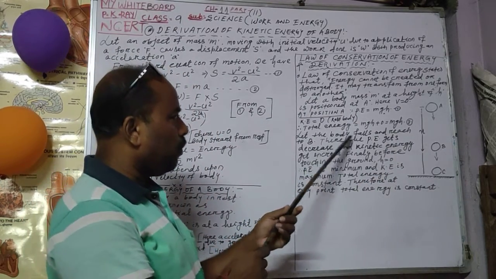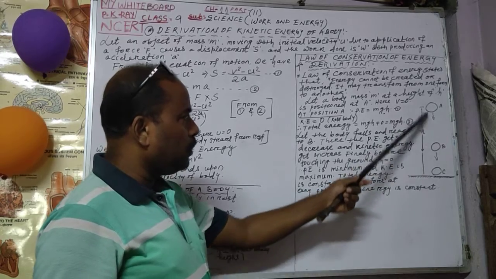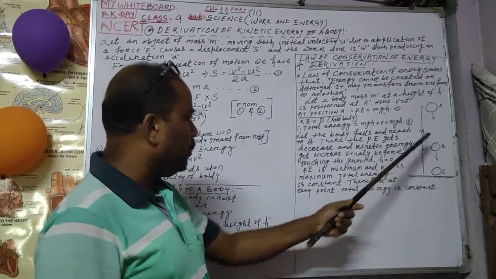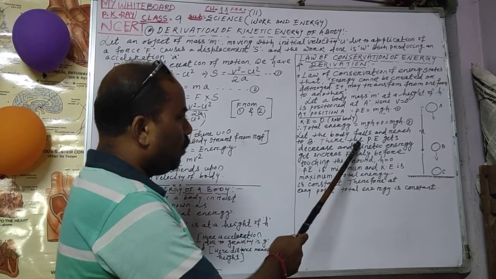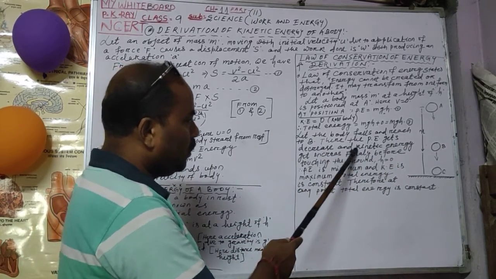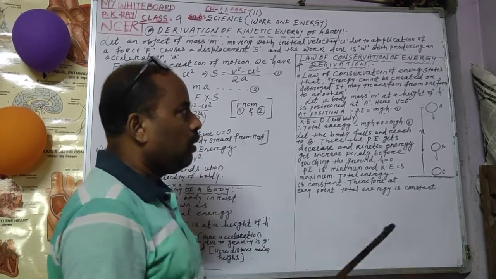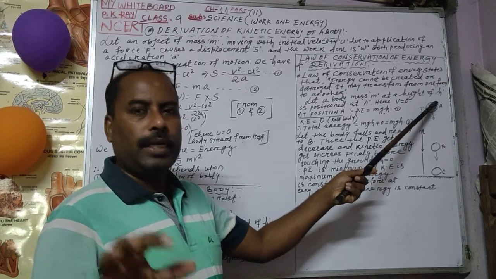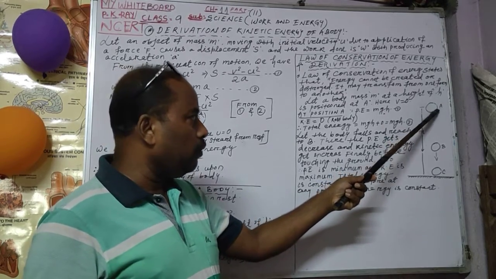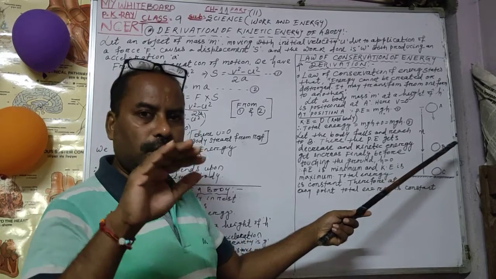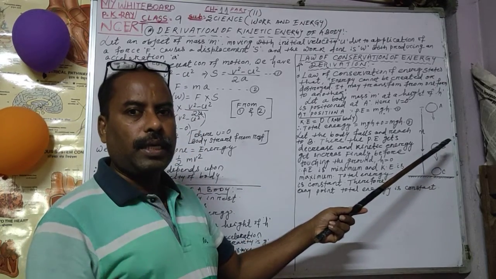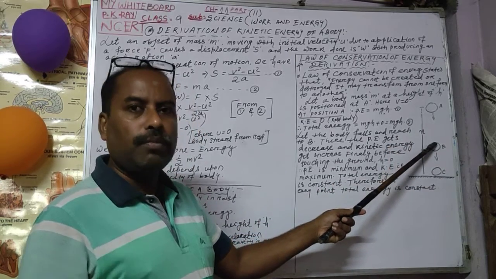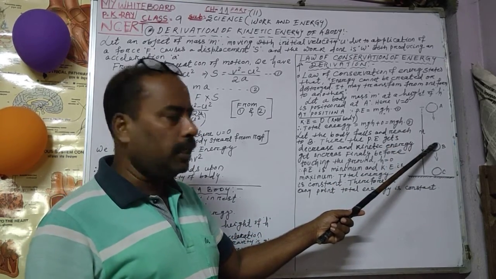Let us go to the body falling and reaching B. Suppose the body is falling down, and at B we have to consider the total amount of energy. Here the potential energy decreases and the kinetic energy increases. Why? Because at rest the potential energy was maximum and the kinetic energy was 0. But when it moves, the potential energy slowly goes down and the kinetic energy slowly rises, because the more the velocity, the more the kinetic energy.